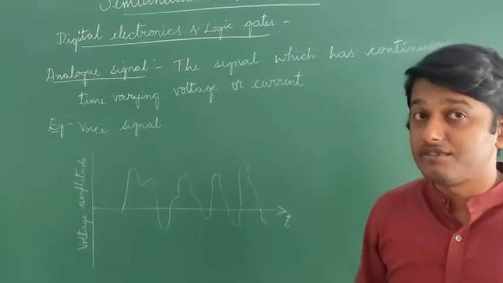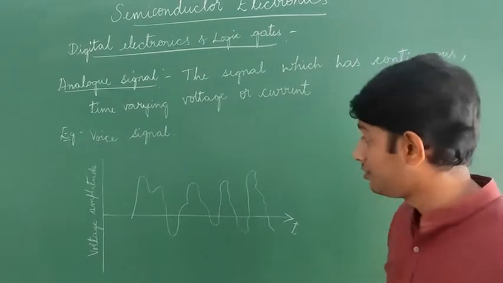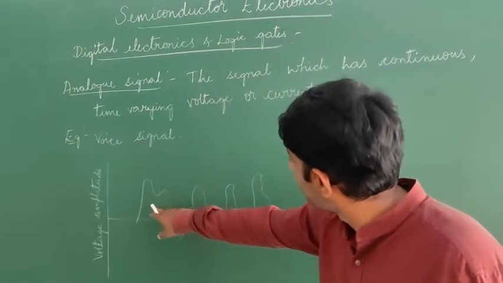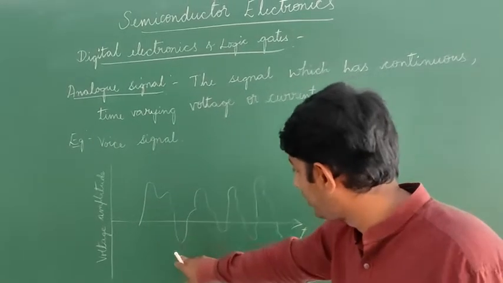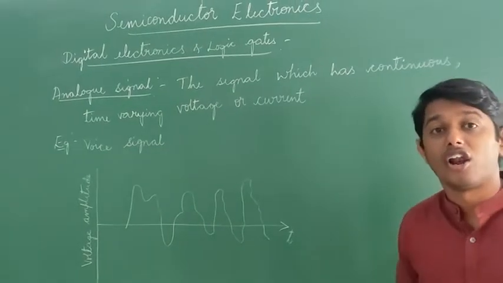You might have observed that our voice signal varies continuously. Here it has increased, then again it decreases, again increases and again decreases. Like this it happens. So this is an example for analog signal.